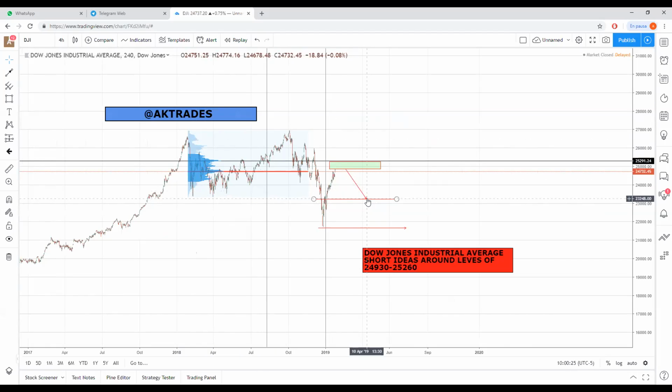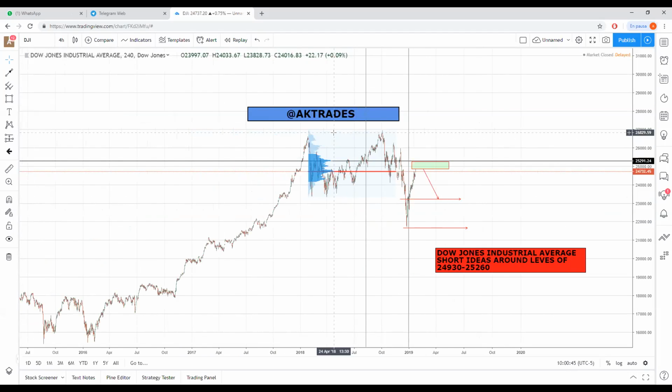And if these sellers are not able to defend this position, the price could go to around 21,693 levels.